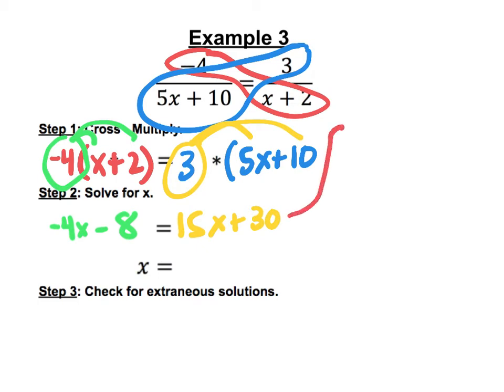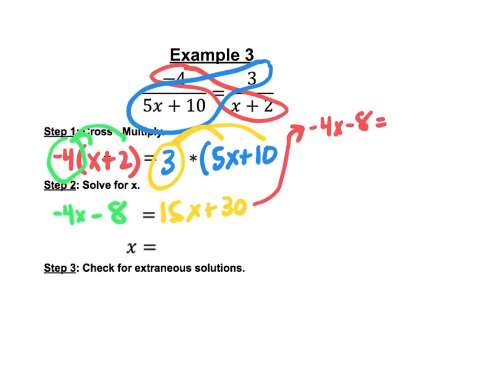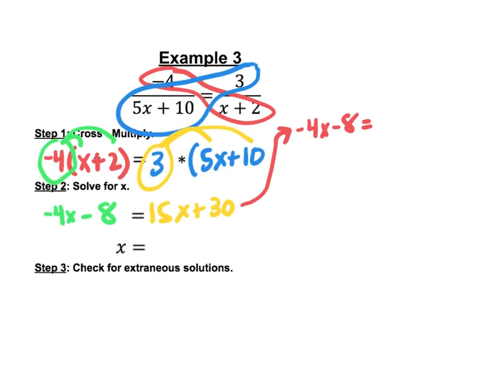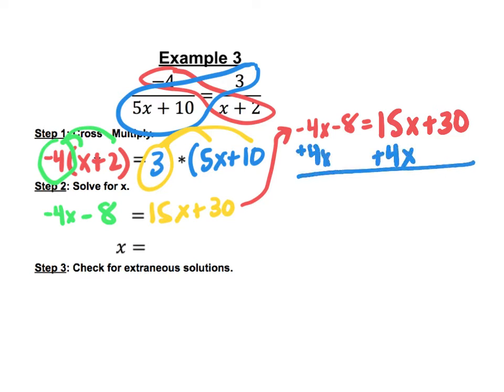From here, we're going to go ahead and solve for x, and I'm going to do that over here. So we have -4x minus 8 equals 15x plus 30. The first thing I'm going to do is add 4x to both sides so I can get all of my x's on the same side. When we do that, my 4x's cancel. We have -8 equals 19x plus 30.